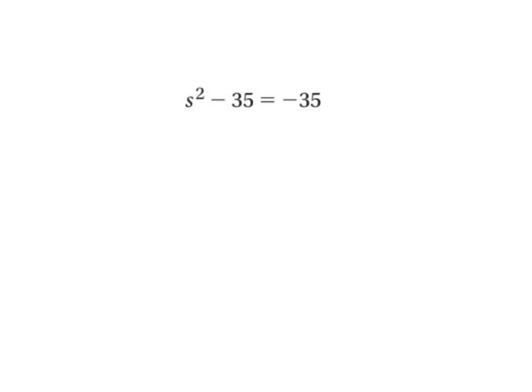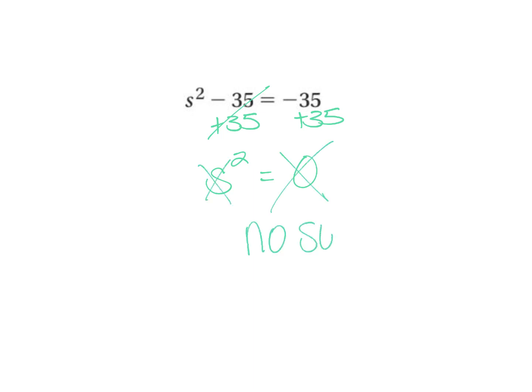So let's go ahead and solve this guy here. So I'm going to add 35 on both sides. So s squared equals negative 35. Guys, it's not possible. So in this case, this would also be a no solution.